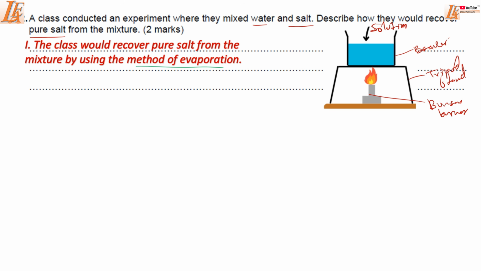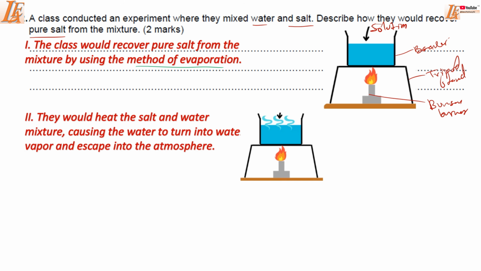So in this case, you heat. Then the second step is that the class would heat the salt and water mixture. This causes water to turn into water vapor. When you heat the solution, the water will change into water vapor at the boiling point, and it will escape into the atmosphere. So we have water escaping, in the form of water vapor.